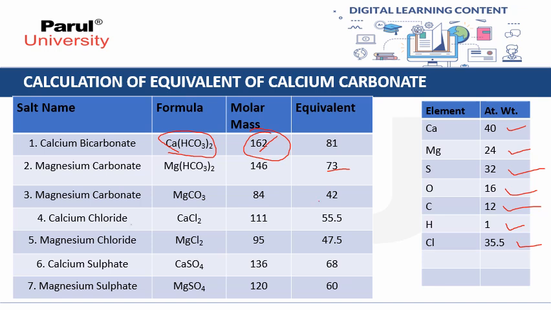Calcium chloride CaCl2: the molar mass is 111 and the equivalent weight is 55.5. Magnesium chloride MgCl2: molar mass 95 and equivalent weight is 47.5. Calcium sulfate CaSO4: the molar mass is 136 and the equivalent weight is 68. Magnesium sulfate MgSO4: molar mass is 120 and equivalent weight is 60.